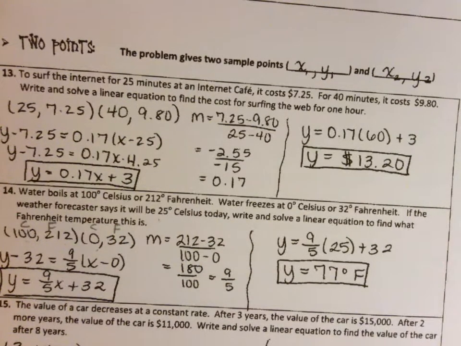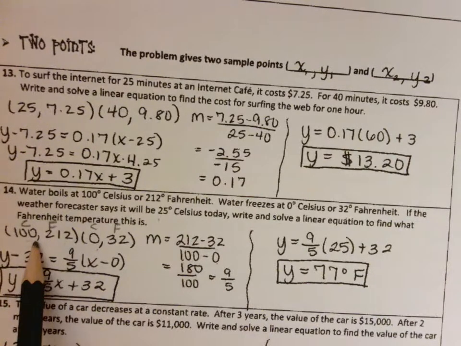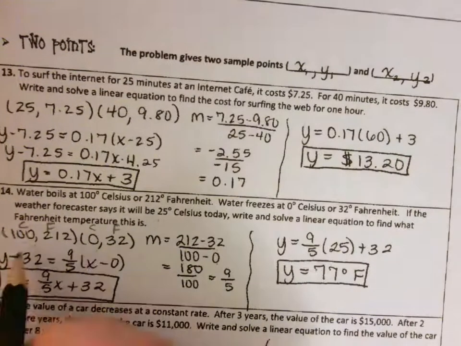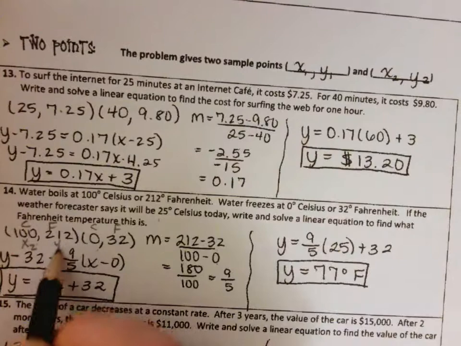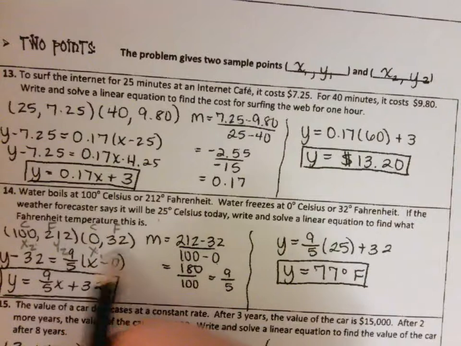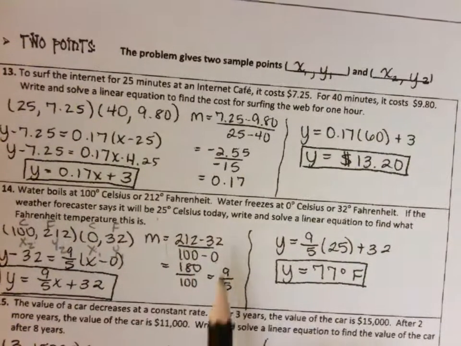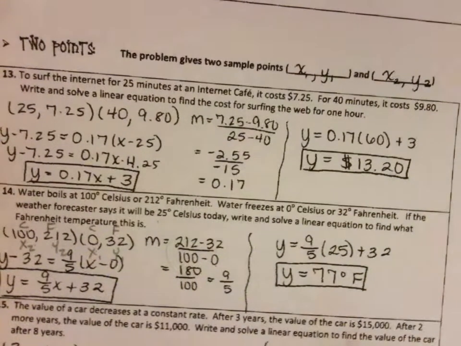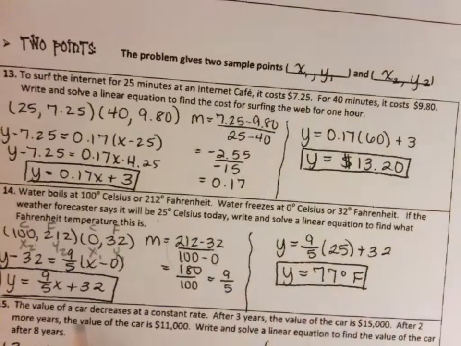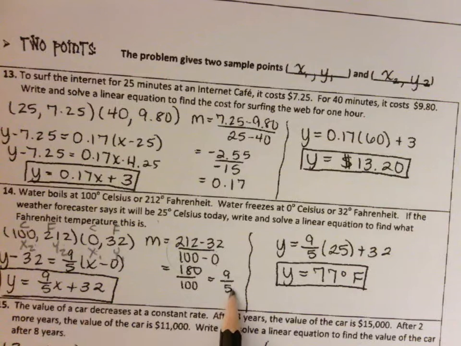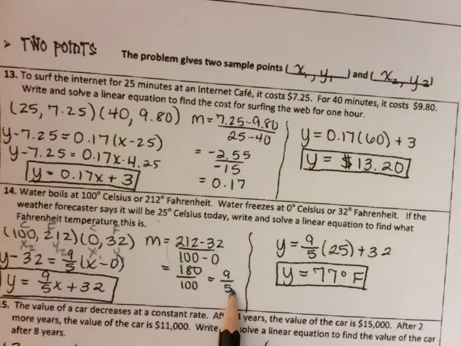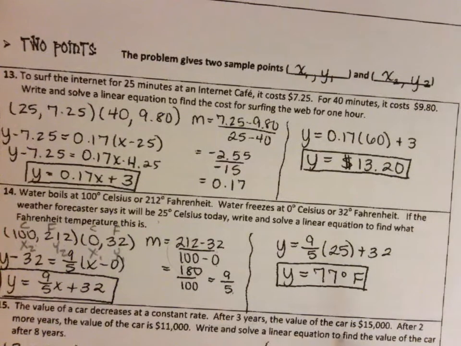I use y2 minus y1 divided by x2 minus x1. And if I make this x2, y2, and this point x1, y1, I avoid my negatives. You can do it the other way around. You'll end up with the very same answer. So I end up getting 9/5 as my slope, and you should just leave that as a fraction.